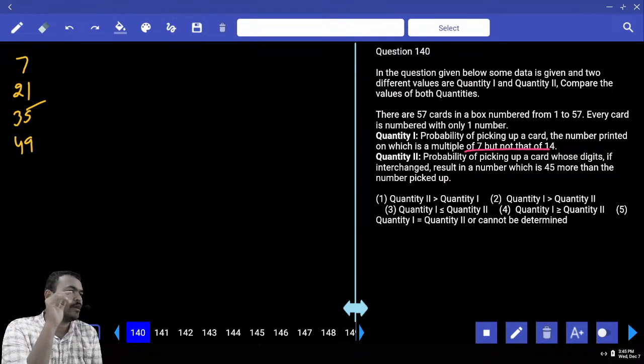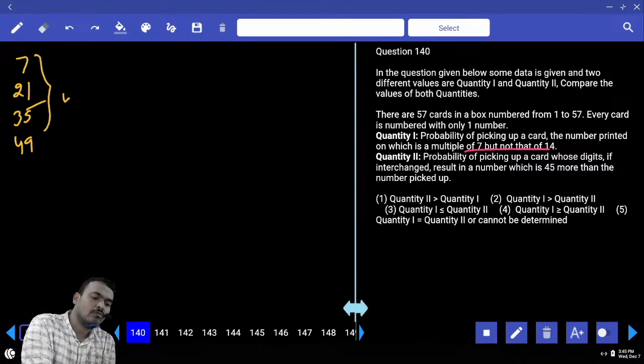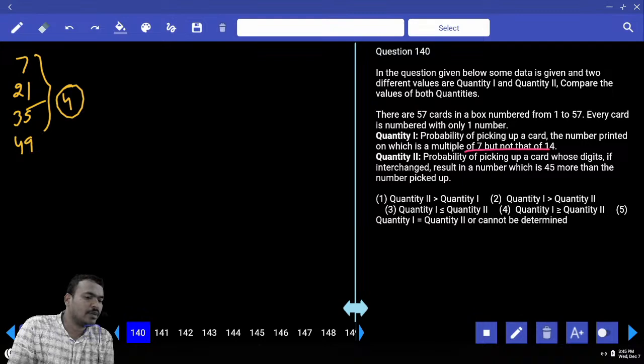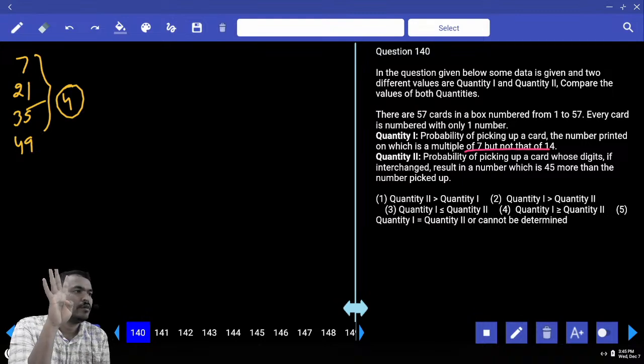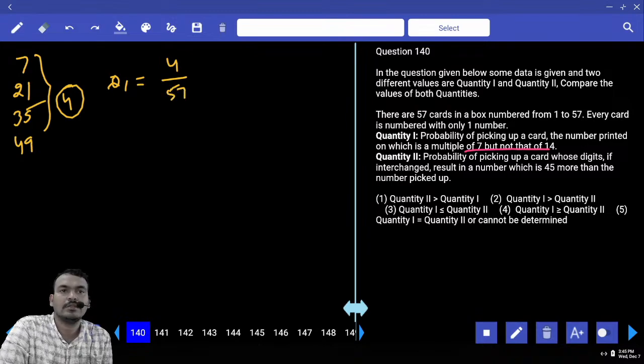7 is a multiple of 7 but not divisible by 14. 21 is a multiple of 7 but not divisible by 14. 35 is a multiple of 7 but not divisible by 14. 49 is also a multiple of 7 but not divisible by 14. How many possibilities? 4 possibilities. Okay, so event size is 4 but sample size is 57. Then for Quantity 1 we write 4 by 57, yes or no.